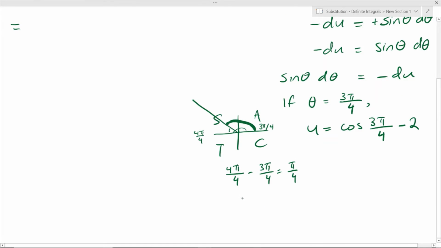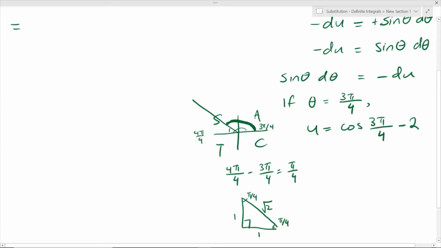And we know we can use special triangles for this. So in the special triangle, this is pi over 4, this is pi over 4, and this is 1, 1, square root of 2. And then we know cos is 1 over square root of 2.